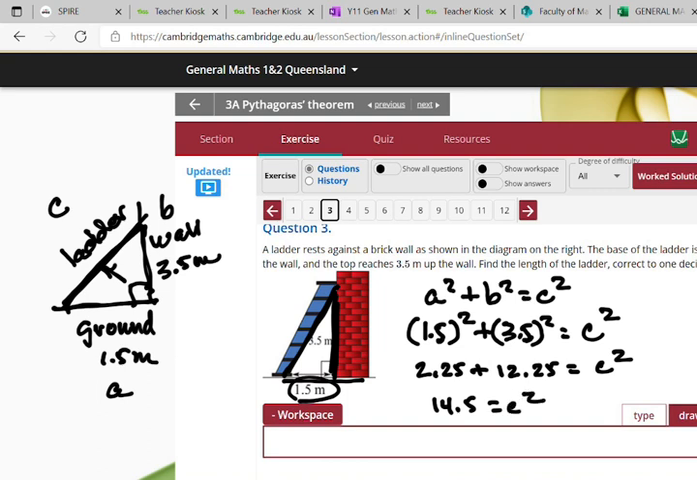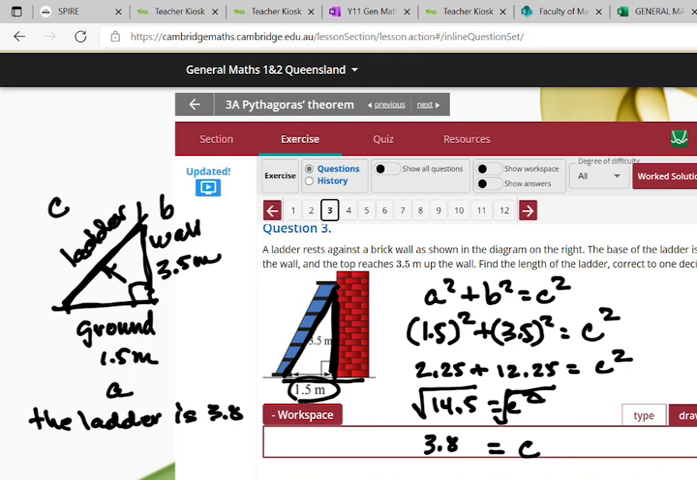And then we need to eliminate the square by taking the square root of both sides. Over here, that's just going to leave you with C. And the square root of 14.5, correct to one decimal place, is? 3.8. Okay. So now we know the value of that, but we need to answer the question. So the ladder is 3.8 meters long. So make sure that you answer the question completely.